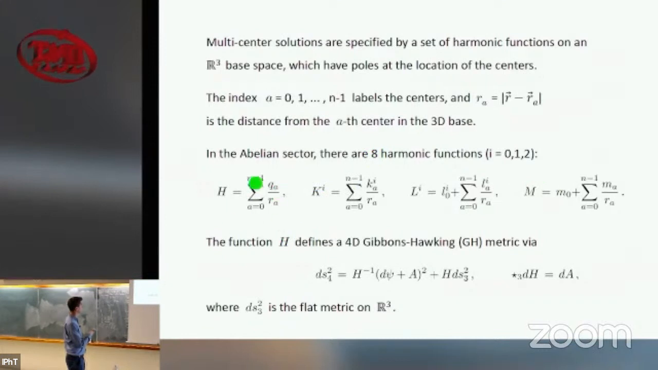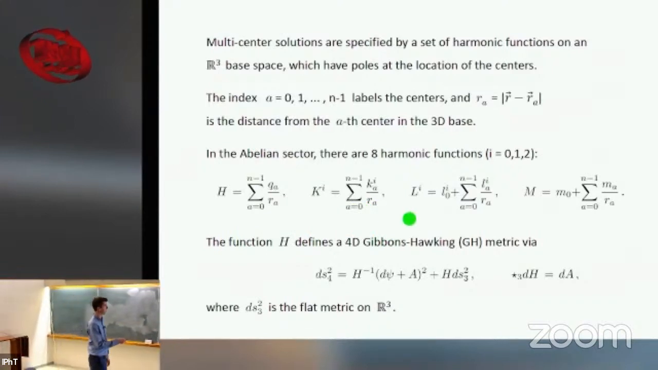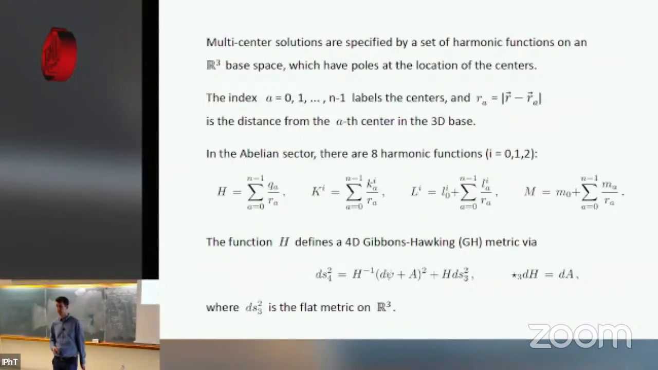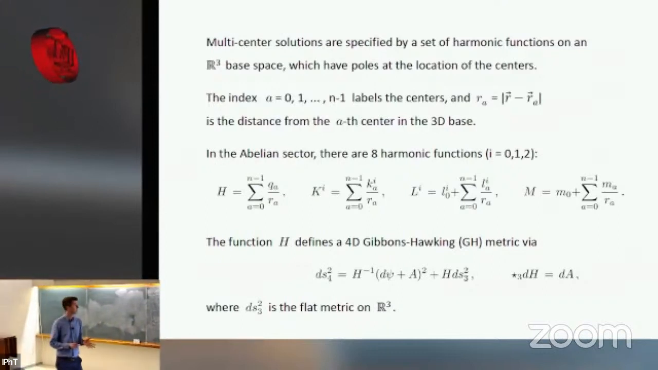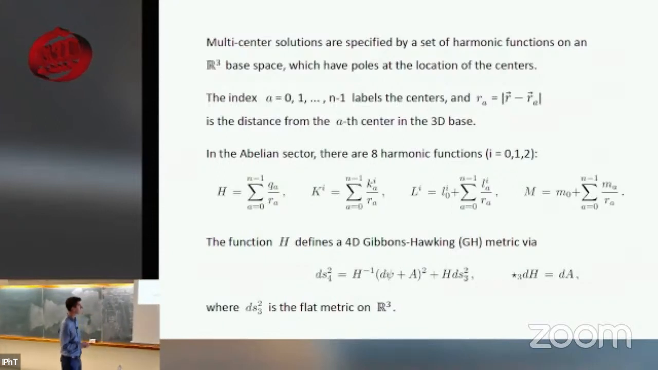One function, h, describes the topological structure of the Gibbons-Hawking space. I have 3 functions of each of two types. You can think of these as sort of electric and magnetic functions. So these Ls, you can think of them as encoding the electric data of the centers, and the Ks are the magnetic data of the charges of the local centers. And one function m is related to angular momentum. So in total so far, I have 8 harmonic functions on R3. And these together will combine to give me the supergravity fields of the solution.